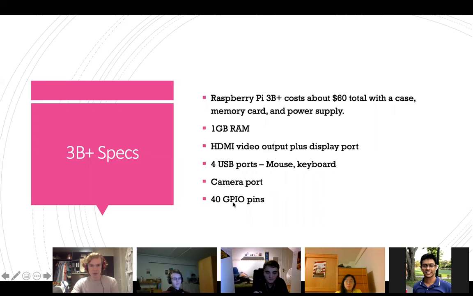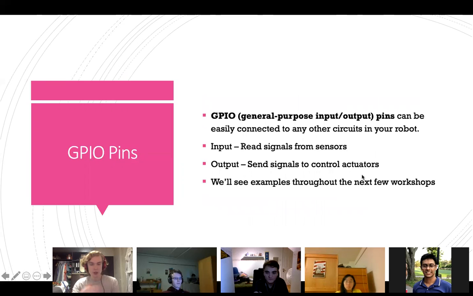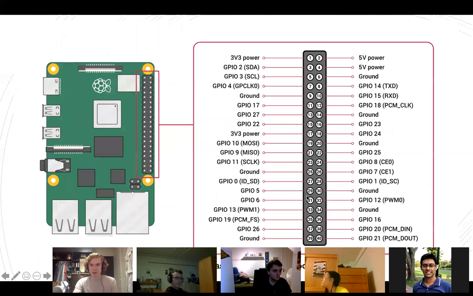So these GPIO pins are kind of the difference between this type of computer and maybe like a standard Mac or Windows, where GPIO pins stand for general purpose input and outputs. And so you can easily connect like breadboard wires or other circuits into the Raspberry Pi to read signals or to send signals throughout the robot system, in helpful and hopefully intelligent ways.